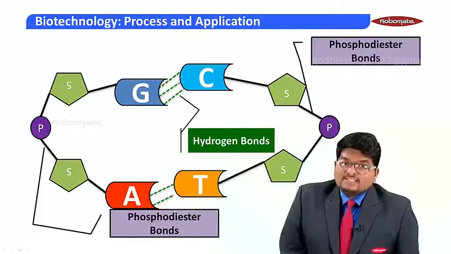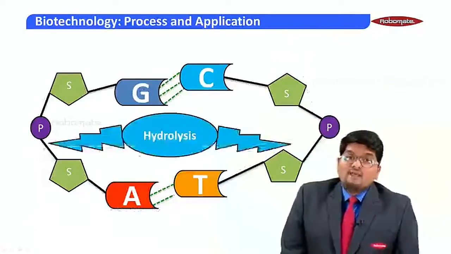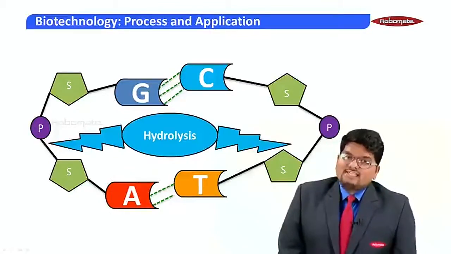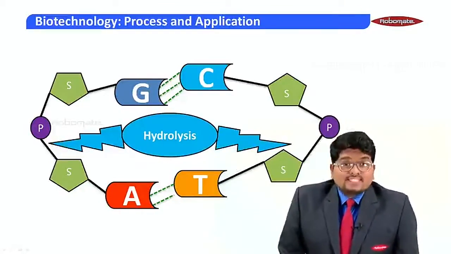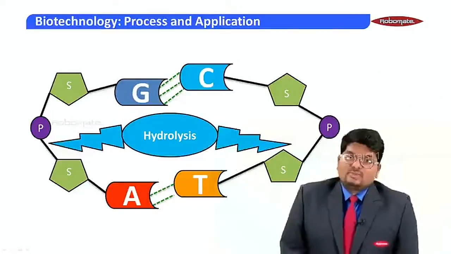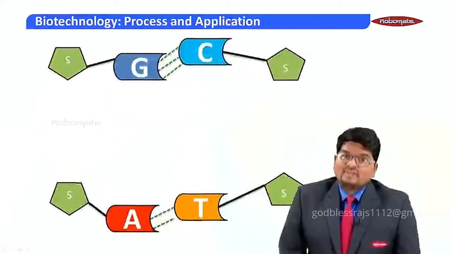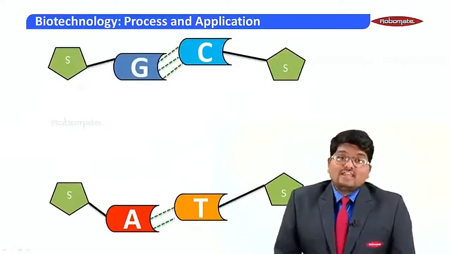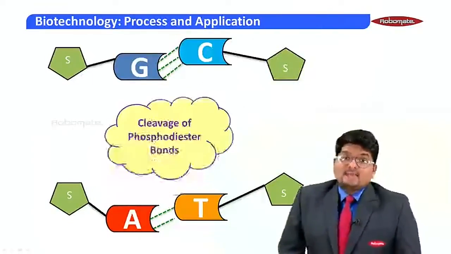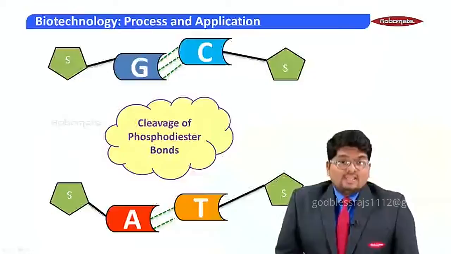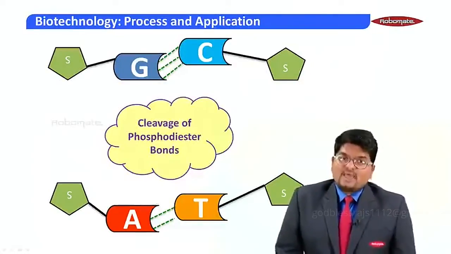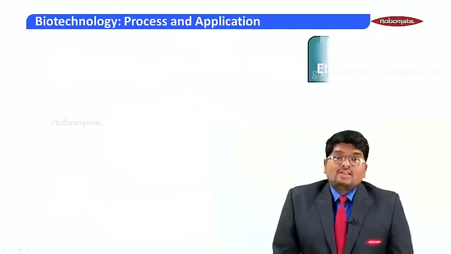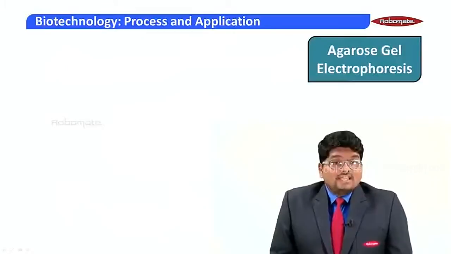Restriction endonucleases cut the phosphodiester bond. But how do they do it? They do it via the hydrolysis of the phosphodiester bond. And as I said earlier, both the DNA strands will be cut simultaneously. So here the hydrolysis of the phosphodiester bond took place, and both the strands of the DNA were cut simultaneously. So cleavage of the phosphodiester bond is the process by which restriction endonucleases cut the DNA molecule. Now let us move ahead and take a look at agarose gel electrophoresis.